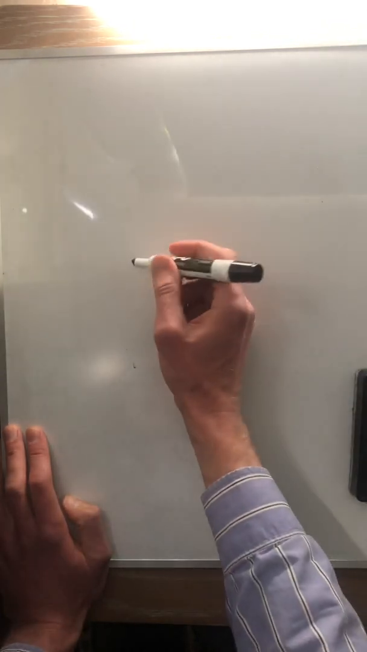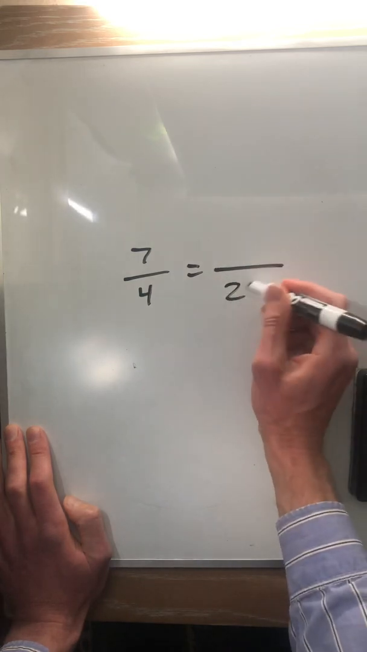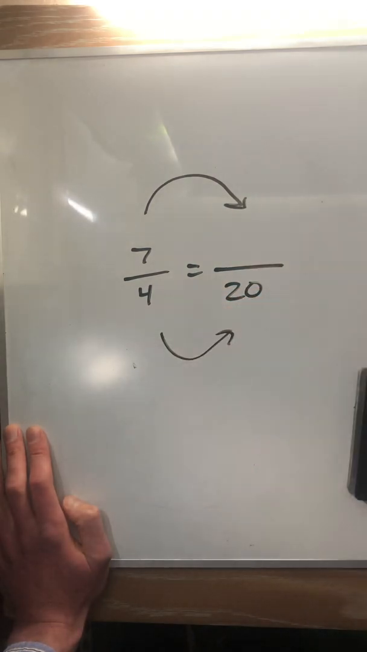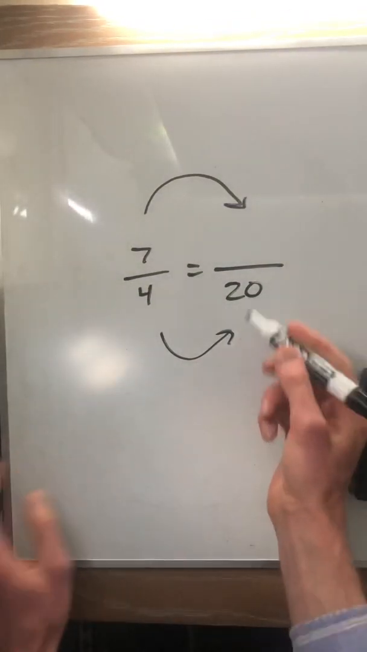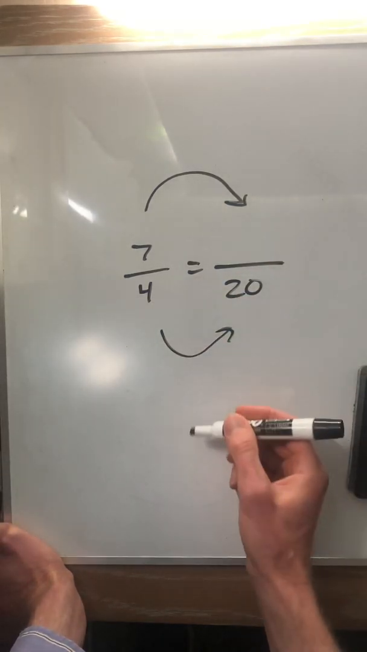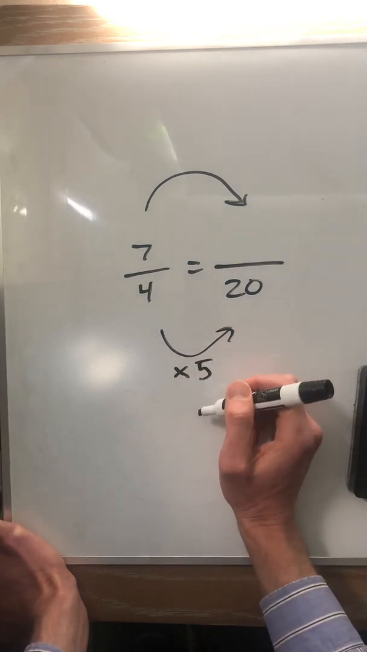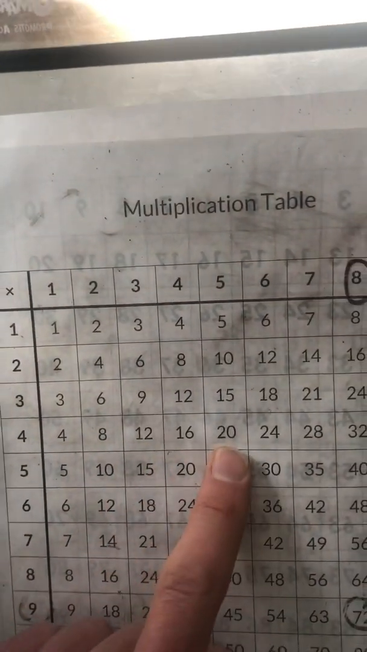Let's do number 3. 7/4 equals blank 20ths. And you need to think about what is the number. See how they have a blank right there? You have to say 7 times what and then 4 times what. So we can't do this one yet because it's the mystery number, but 4 times what equals 20? 5, right? 4 times 5 is 20. And you can always use your multiplication chart for that. If you're not sure, 4 times what equals 20? Oh yeah, 4 times 5 equals 20.